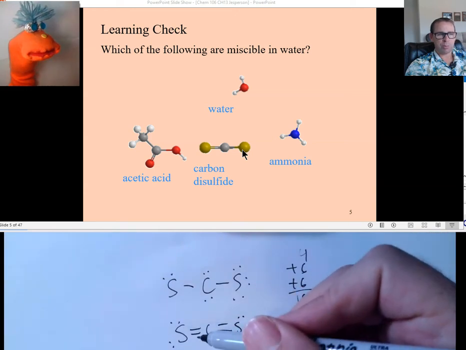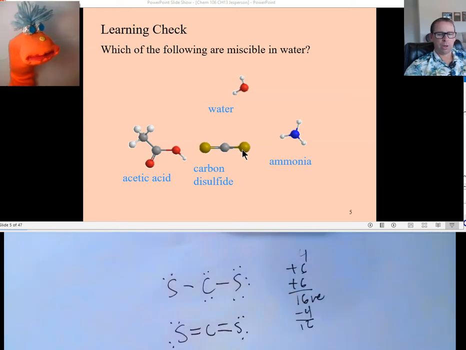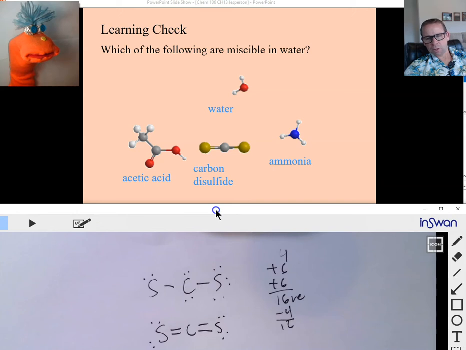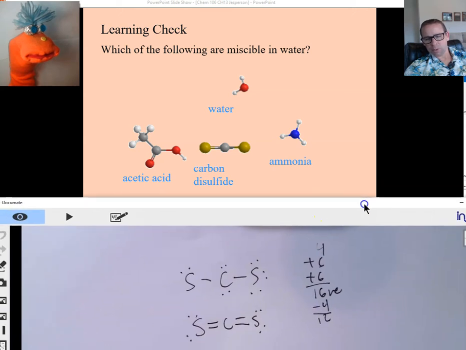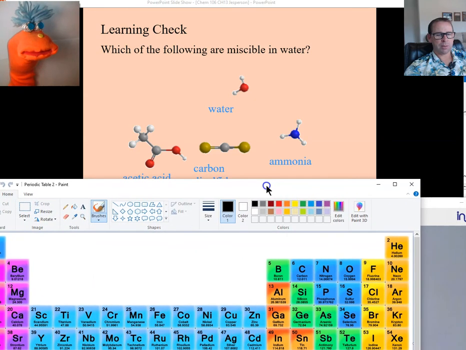Is a carbon-sulfur bond polar? I can't remember. Can I look at the periodic table? Yeah, we can look at the periodic table. Let's look at the periodic table here. What are you looking for? Electronegativity. That's right, electronegativity. So here's carbon, here's sulfur, all right?